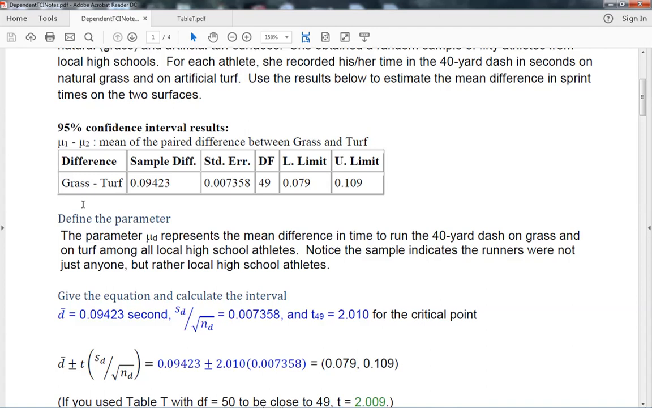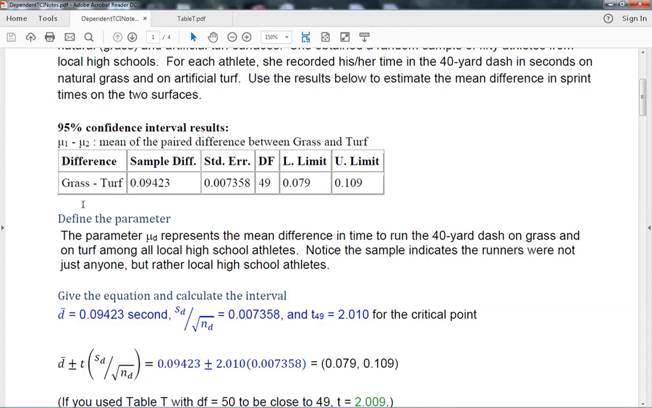Next, we would want to give our equation and do our calculations. So we start by finding the sample mean difference, d bar, which is listed under the sample difference column in the table. So that is the 0.09423 second value. The standard error is s sub d over the square root of n sub d, and that is 0.007358, and that would be in seconds also. And then the t critical point, if I use technology, I can find it to be exactly 2.010 when rounded to the third decimal place.